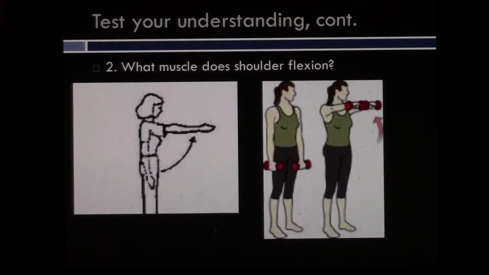So I know this exercise before, at least I assume so. So seeing this picture, what muscle group does that work? And I know you know it. It's the deltoid, that shoulder muscle.